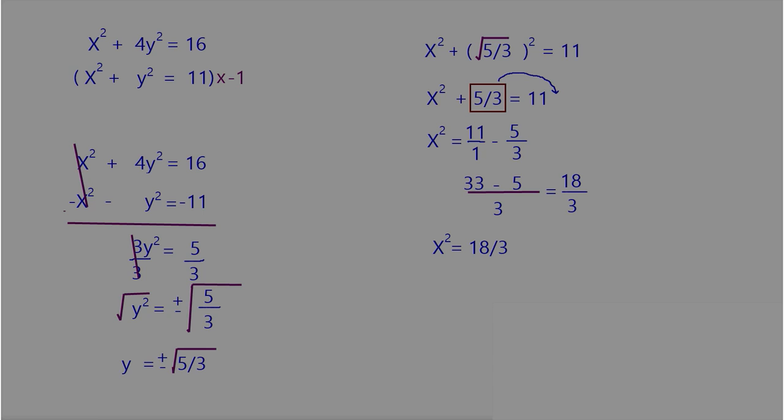We carry a square root sign over the x squared to cancel it. We place a plus and minus sign before the fraction 18 over 3 and then place a square root sign over it. So x is equal to plus or minus the square root of 18 over 3.